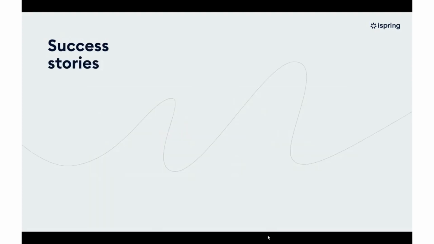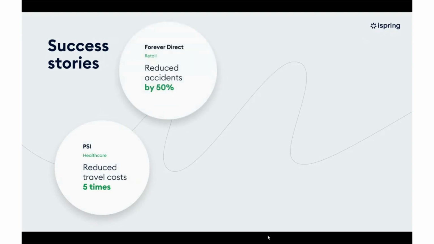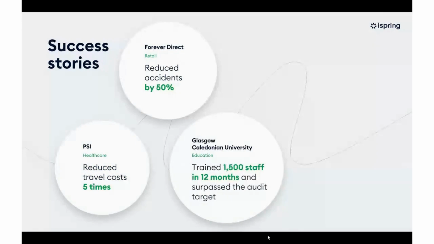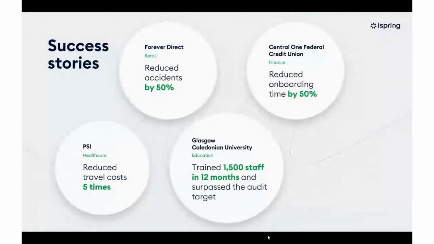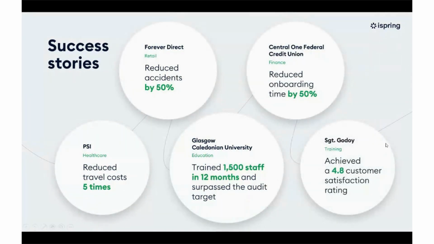Here are some results that some companies were able to achieve with iSpring. BSI in the healthcare industry reduced travel costs by 5 times. And Forever Direct, a retail company, reduced accidents by 50%. Glasgow Caledonian University trained 1,500 staff in 12 months and surpassed their audit target. Central One Federal Credit Union reduced onboarding time by 50%. And finally, Sergeant Godoy from the training industry achieved a 4.8 customer satisfaction rating.